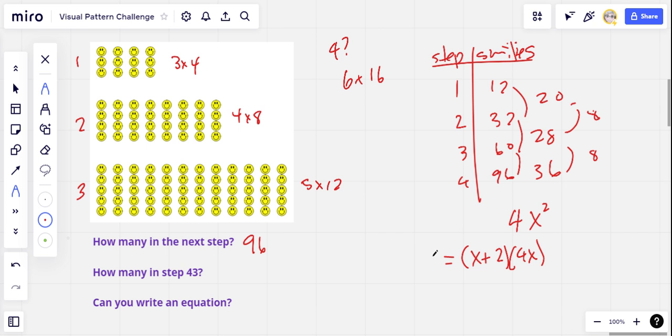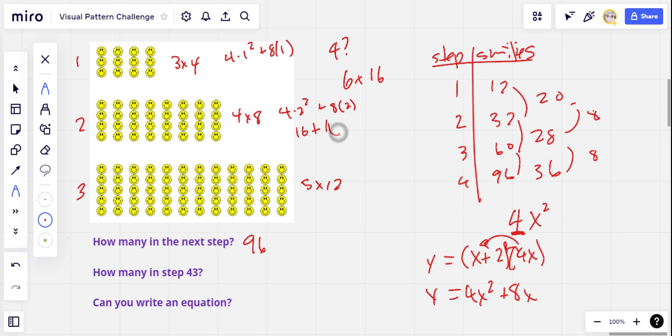And then, you know, we could leave this equation just like that. I'm going to go ahead and distribute this 4x. So that would be 4x squared plus 8x. And this makes sense, right? We predicted a coefficient of 4 on our x squared term because of this number we got in the differences. So that looks good. Let's just test it really quickly with a couple. So 4 times 1 squared plus 8 times 1. That would be 4 plus 8. Well, that's 12. That's what we've got. How about with step 2? 4 times 2 squared plus 8 times 2. Well, 2 squared would be 4, so that's 16 plus 16 more, that's 32.